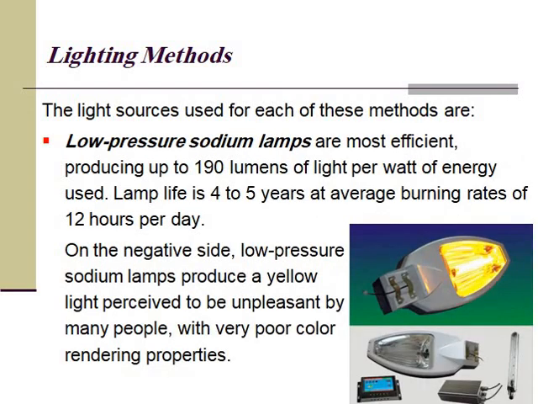The low pressure sodium lamps are the most efficient. They produce up to 190 lumens of light per watt of energy used, and the life of the lamp ranges from 4 to 5 years at average burning rate of 12 hours per day. But its negative side is that the low pressure sodium lamps produce a yellow light, which is perceived to be unpleasant by many people, with very poor color rendering properties.